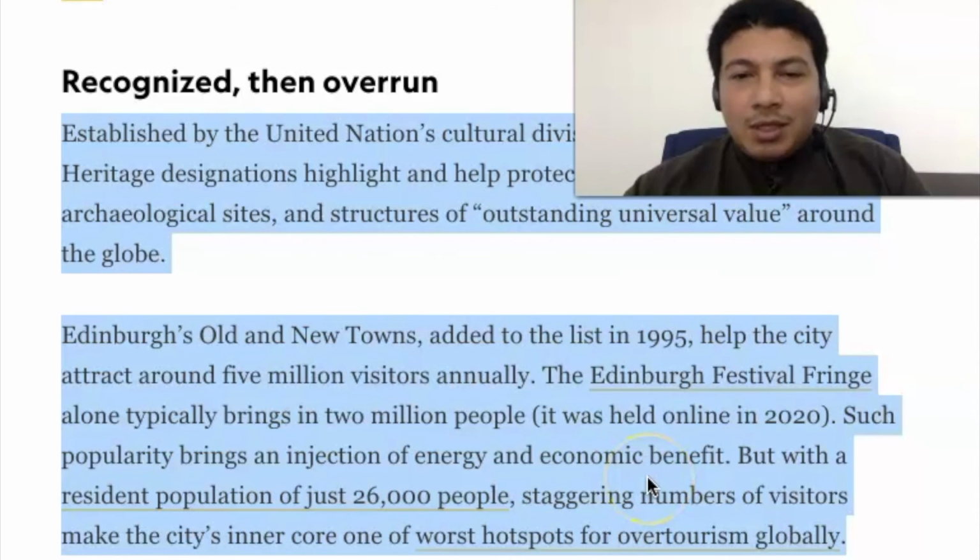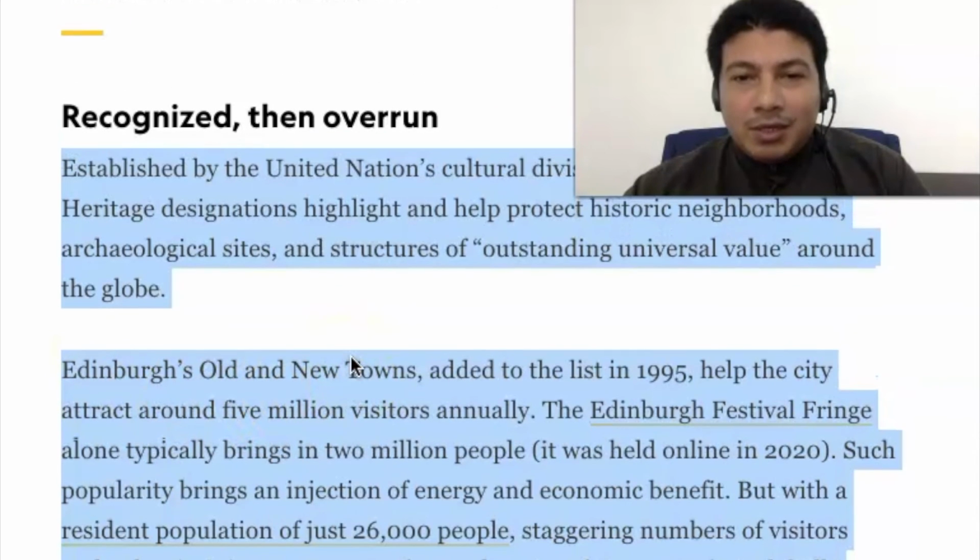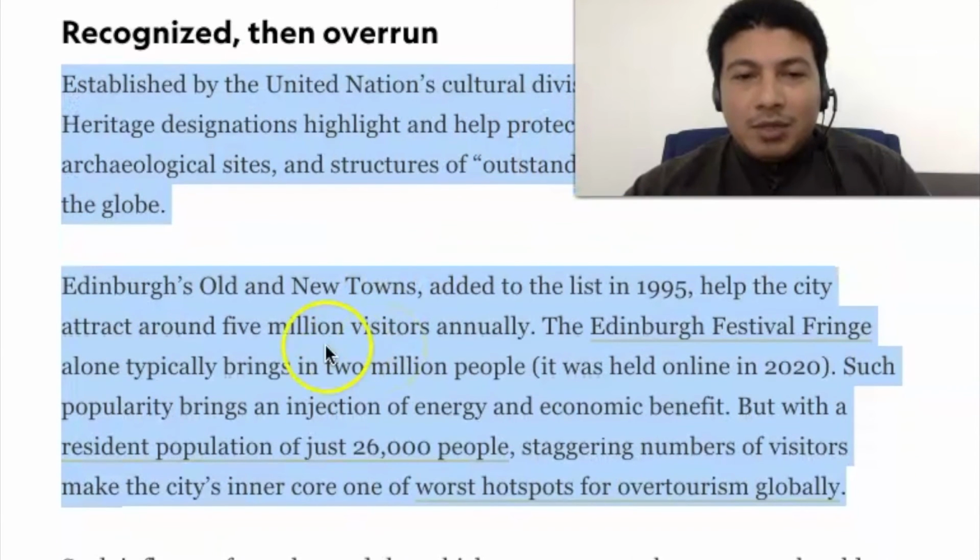So you can see examples are given as a type of supporting detail. For example, the example is Edinburgh's old and new towns. So here in the main point it says historic neighborhoods, and the example given is the place, Edinburgh's old and new towns.